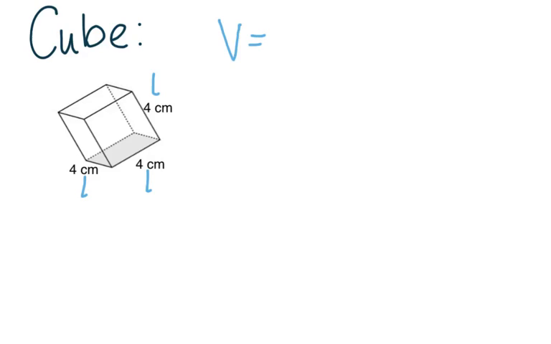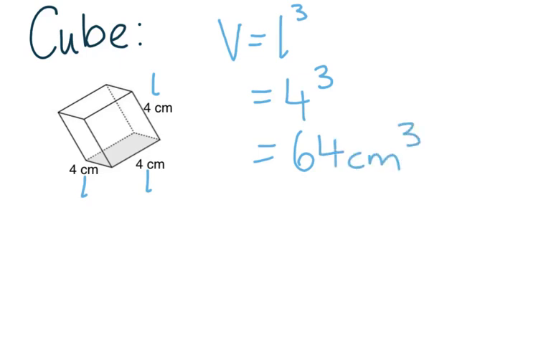So in this case of a cube, because they're all the same size, we just do the volume is equal to length cubed. So for this example, we would have that equals 4 cubed, which is 64 centimeters cubed. So the volume of that particular cube there is 64 centimeters cubed. Pretty straightforward, that one, and quite simple.